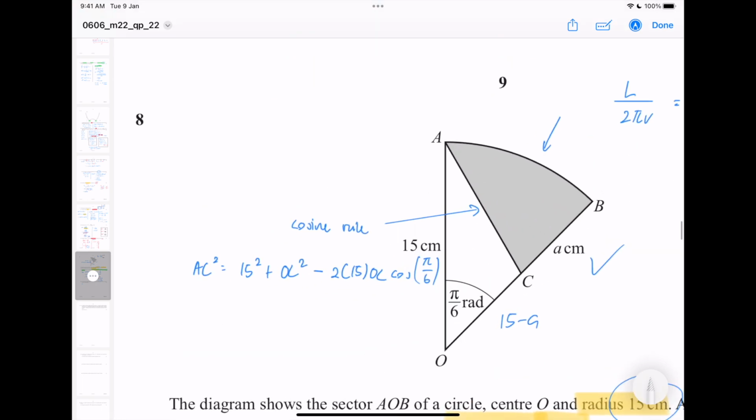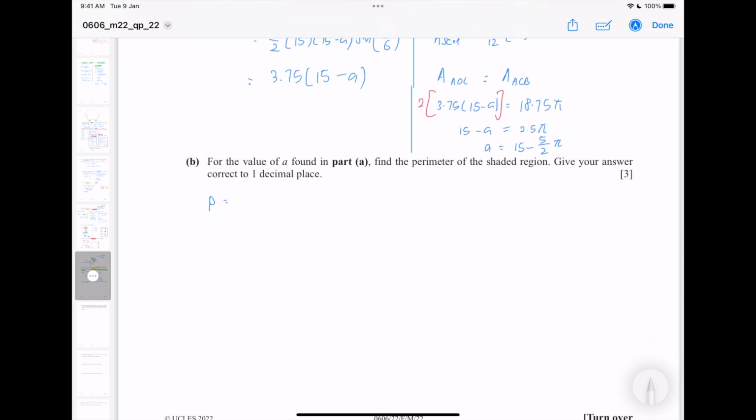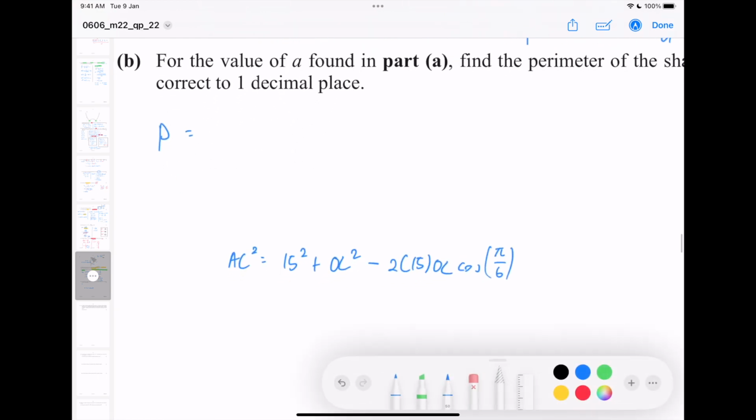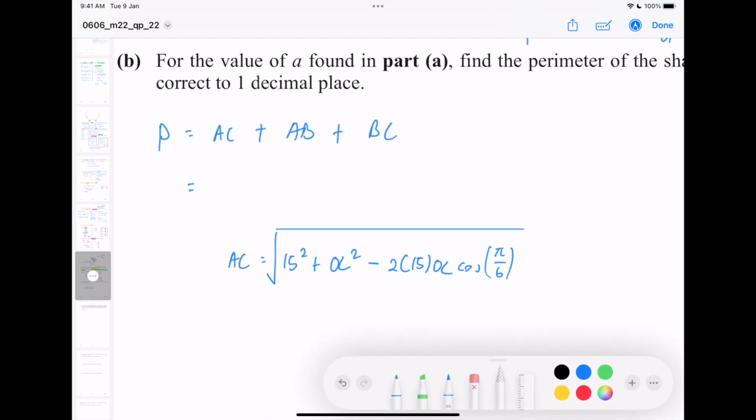You know what? I'm gonna simplify a bit. Yeah, okay, that's what I want. And to get AC, because we need AC, just square root both sides. That should be AC. So AC plus AB plus BC. I have AC now. I'll just move this there.